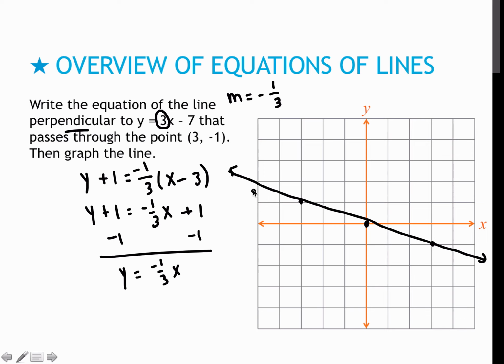If I were to have graphed the original, I would have started at -7, which would be way down here, with a slope of 3, 1, 2, 3 over 1, 1, 2, 3 over 1. And notice it does appear that these two lines are perpendicular to each other.